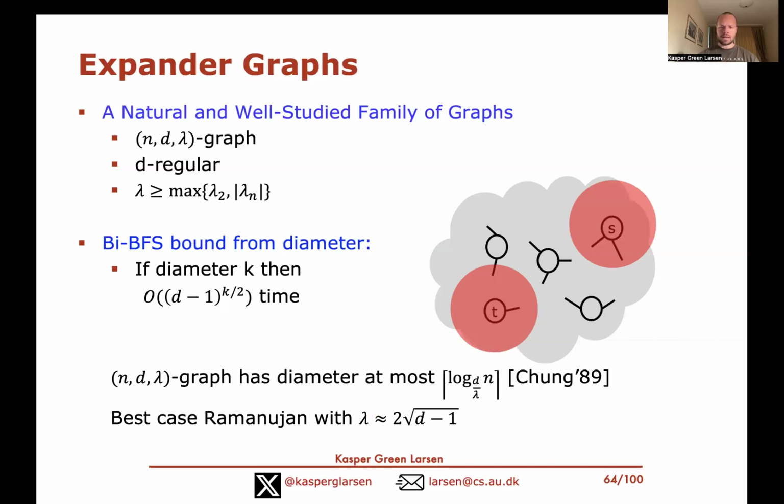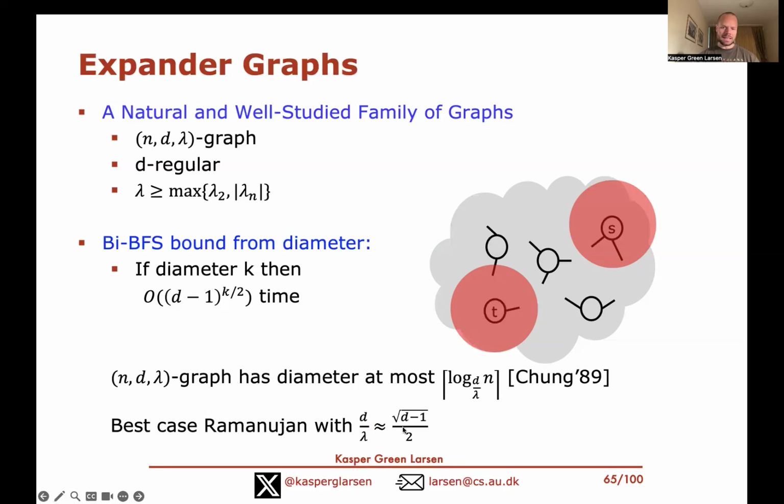Okay, let's try to play with this and see what we get in the best case scenario for Ramanujan graphs. So, if lambda is basically 2 times square root of d minus 1, then d over lambda is basically d divided by square root of d minus 1. It's almost square root of d minus 1. And then there was this factor 2, right? So it's something like the square root of d minus 1 divided by 2. Okay. So this is basically the ratio in the base of the log.